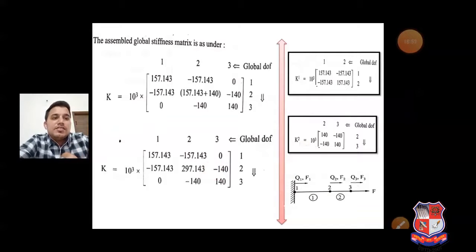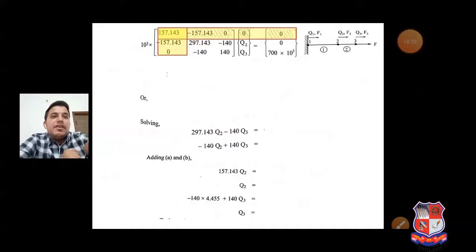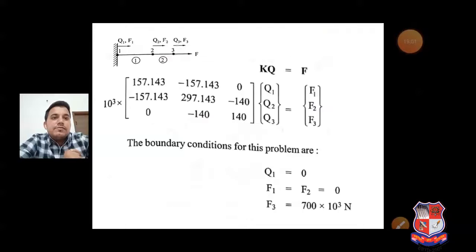Now up to this, if you have any query you can ask me in the comments. Okay, we are just doing a revision. Next step, we already know that KQ is equal to F, and we are putting the values of K, Q and F. We very well know that Q1 is 0 because it is a fixed support. That's why we write down Q1 is equal to 0.